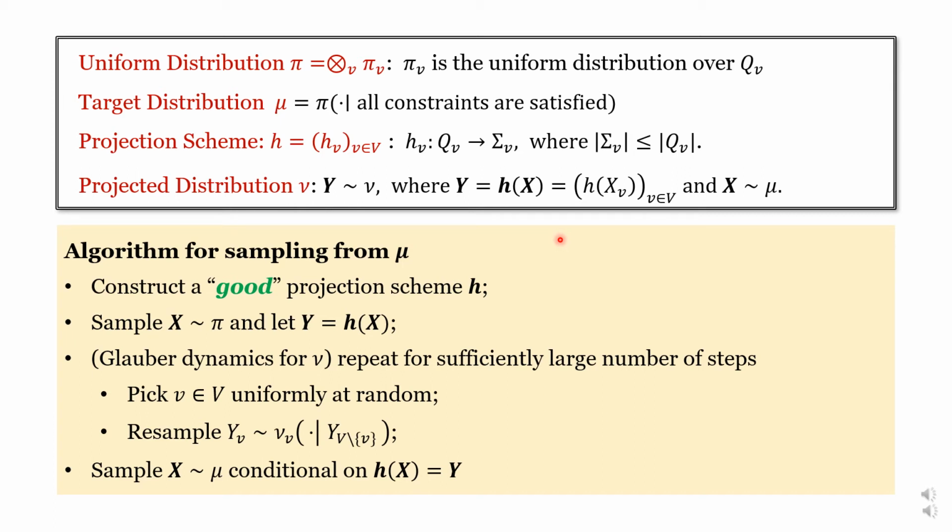The algorithm for sampling from mu is as follows. The algorithm first constructs a good projection scheme H. Then it samples x from pi and lets y be h(x). Then it runs a global dynamics for nu. At each transition step, it picks a vertex v from the set V uniformly at random, and then resamples y_v according to the conditional distribution. At last, it samples x from the conditional distribution of mu, conditional on h(x) being equal to y.